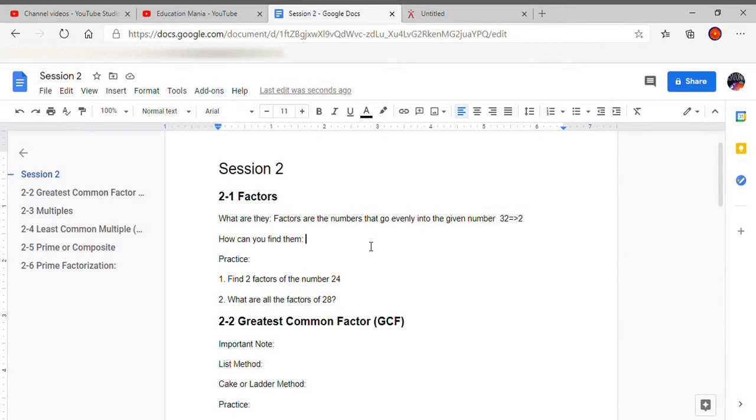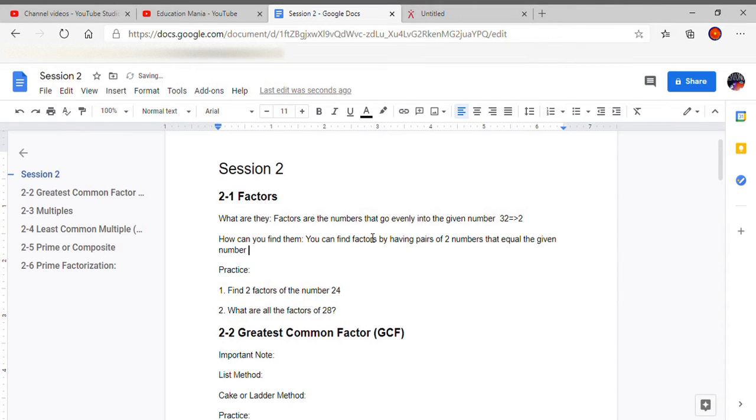So how can you find them? You can find factors by having pairs of two numbers that equal the given number. So we know that, let's use the same example, 32, the pair that goes with 2 would be 16 and 2. So 16 and 2 would both be factors of 32. So now let's do some practice based on this.